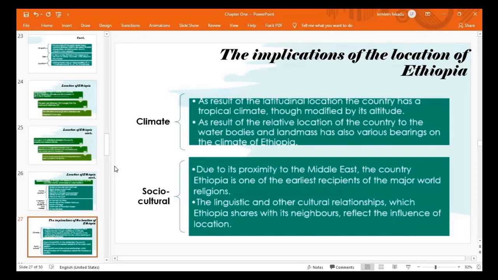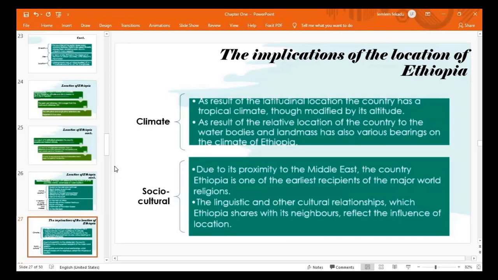And there is also implication on the socio-cultural. So the location of Ethiopia has implications on the socio-cultural condition or the socio-cultural situation of the country. Due to its proximity to the Middle East, Ethiopia is one of the earliest recipients of the major world religions, because the Middle East is known as the origin of the major world religions.